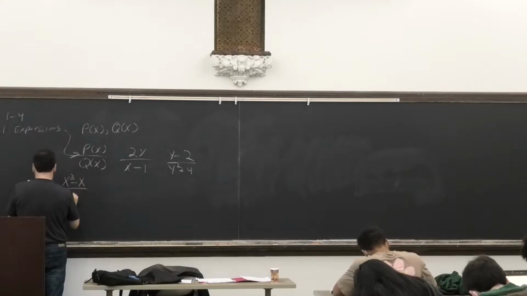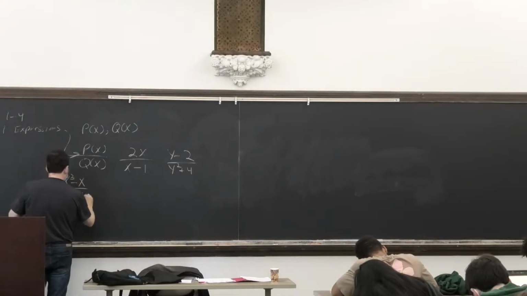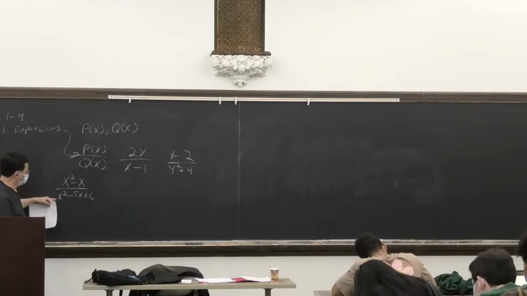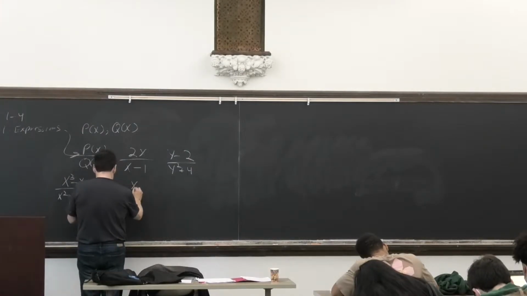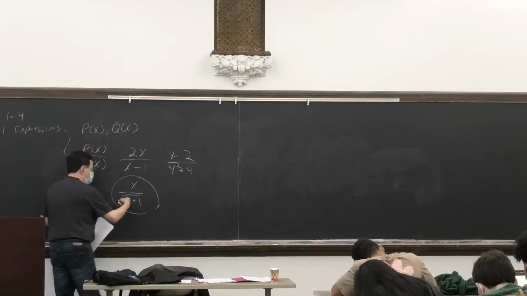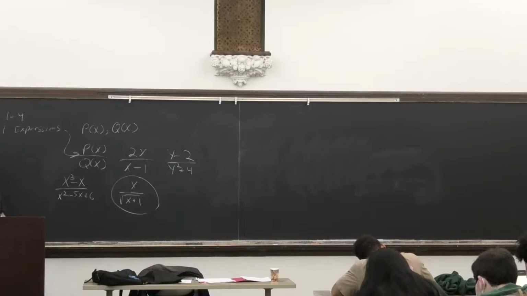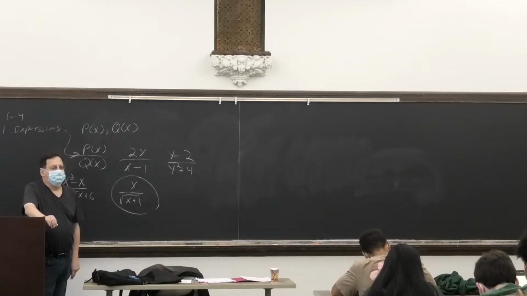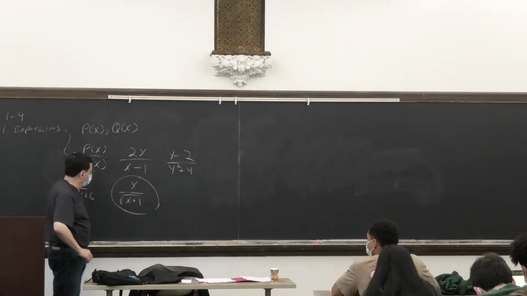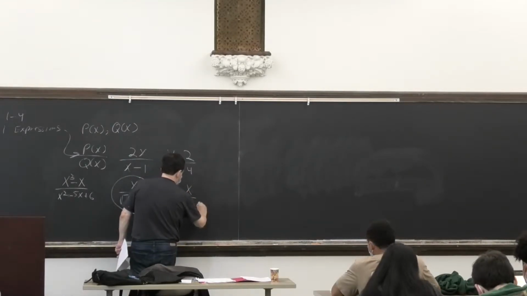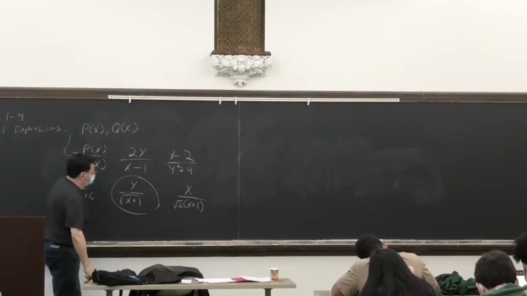x cubed minus 5x plus 6. Another rational expression, polynomials. Counterexample. This has a radical in it. Or rather, the variable is inside a radical. It's another rational expression. Perfectly good rational expression.